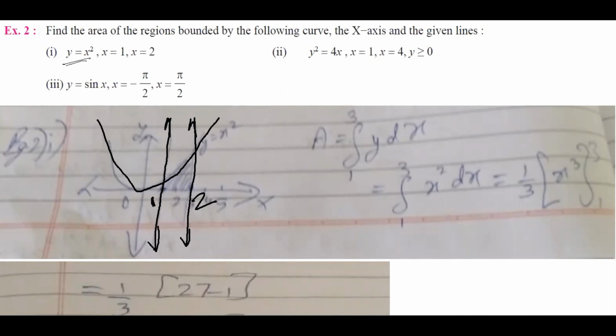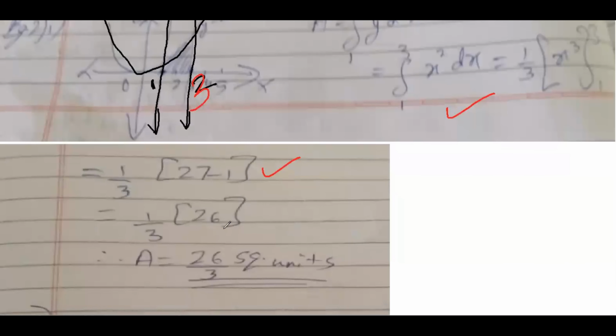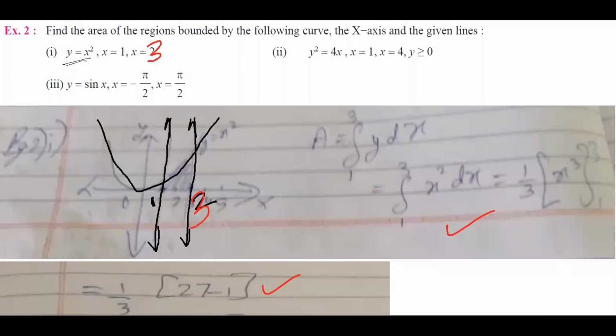Okay, so in the textbook, what they have written is they have considered the upper limit as 3. So this should be changed. It should not be 2, it should be 3. Now, if it is 3, then this will be 3. Now it's fine. So if the limit is from 1 to 3, then this is correct, and your final answer will be 26 upon 3 square units. This is correct if the upper limit is 3. You have to do the correction in the textbook to get this particular answer.